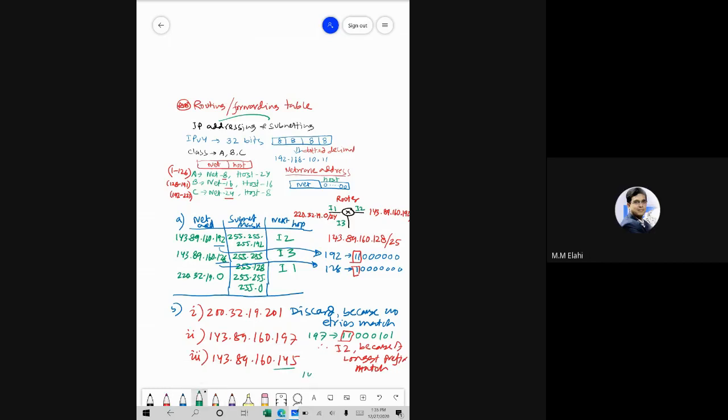Okay, what about the last one, 145? Again for 145 you have to convert into binary 8 bits. So 145 will be 1001, that is 144, and then 0001. It will take you some time, don't worry, but you have to practice so that you can convert to binary quickly. And what will be the answer?